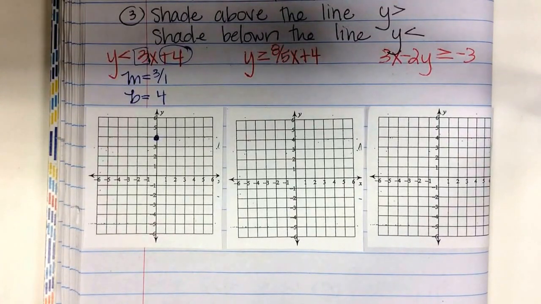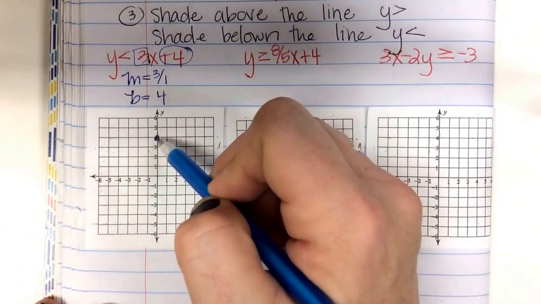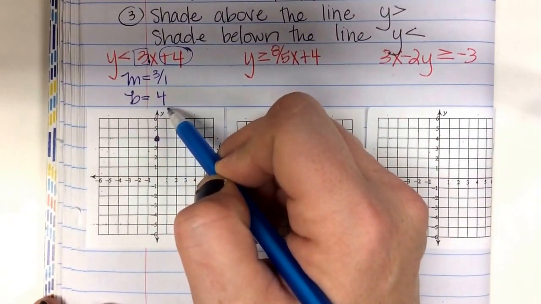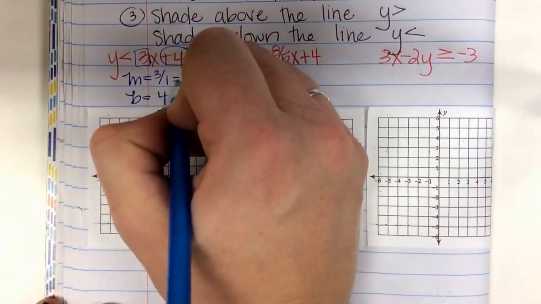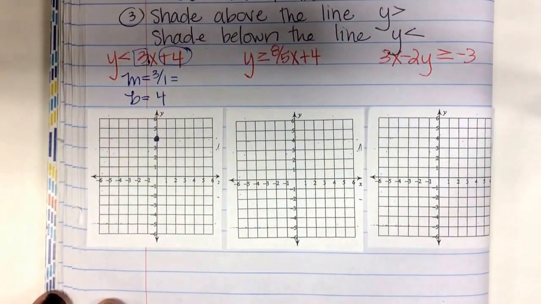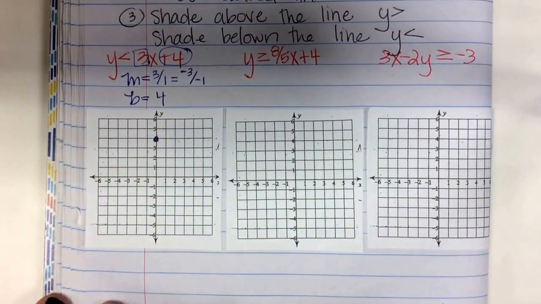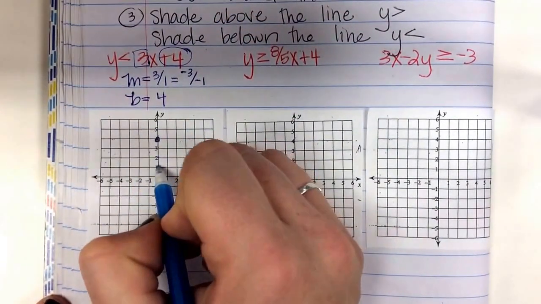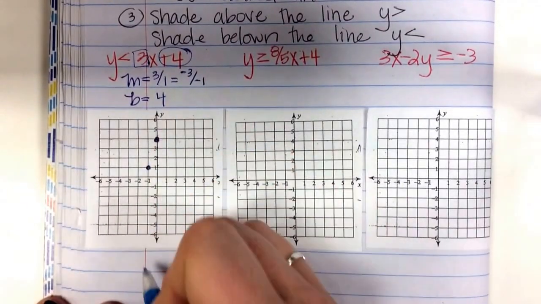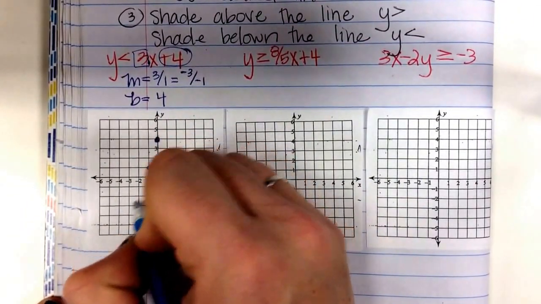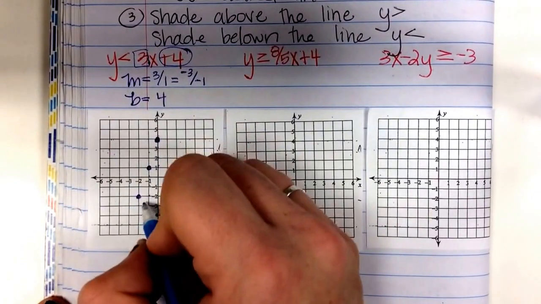Samantha? There's not enough space to go up 3 and over 1. So what do I do instead? Keegan? You do the opposite. Down 3 and to the left 1. 1, 2, 3, backward 1. 1, 2, 3, backward 1. Do as many dots as you can.